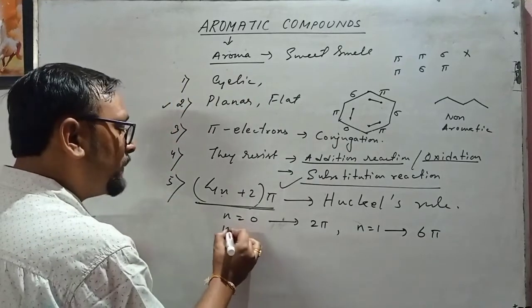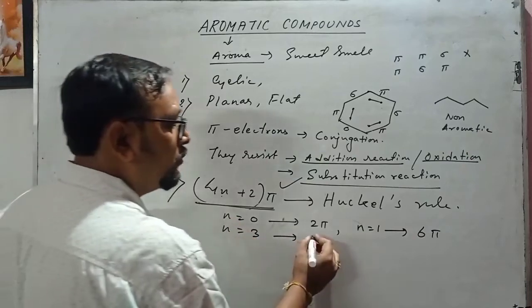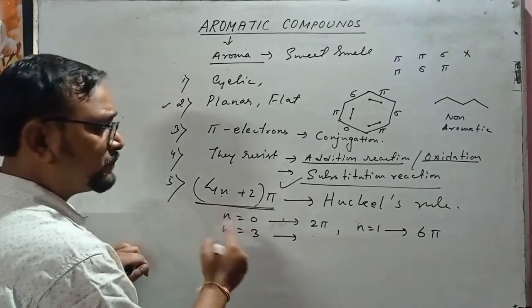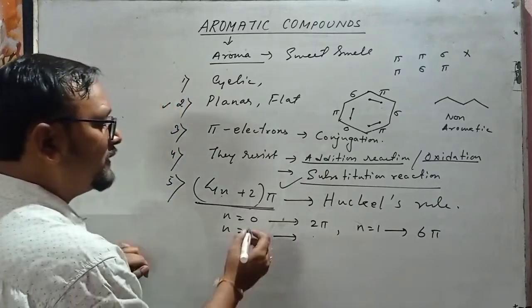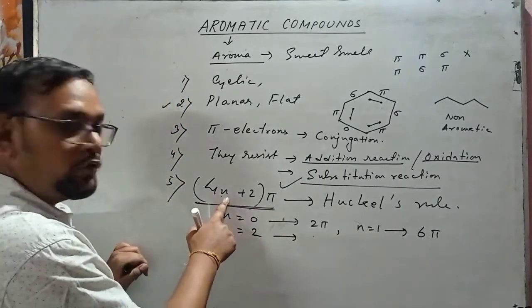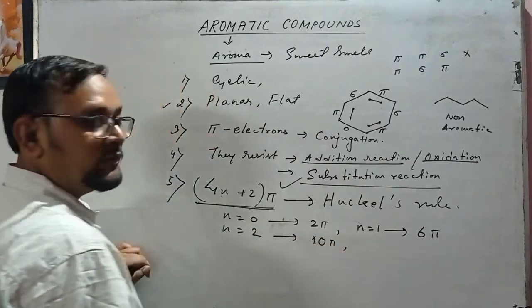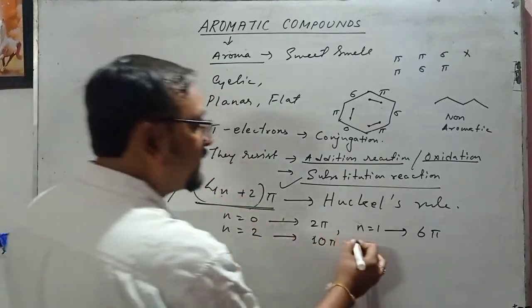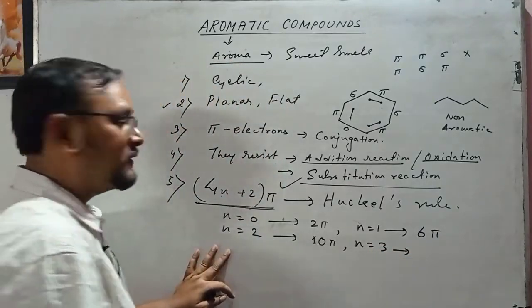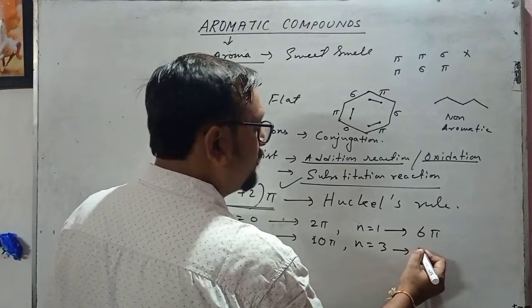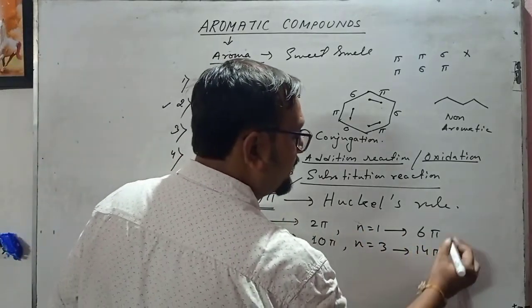If I put the value of n equal to 3, then 4 into 3 is 12, plus 2. Okay, let us take n equal to 2 first. So 4 into 2 plus 2 gives 10 pi electrons. So it goes on. If you take n equal to 3, how many pi electrons will you get? Calculate. 4 into 3 is 12, 12 plus 2 is 14. You will get 14 pi electrons.